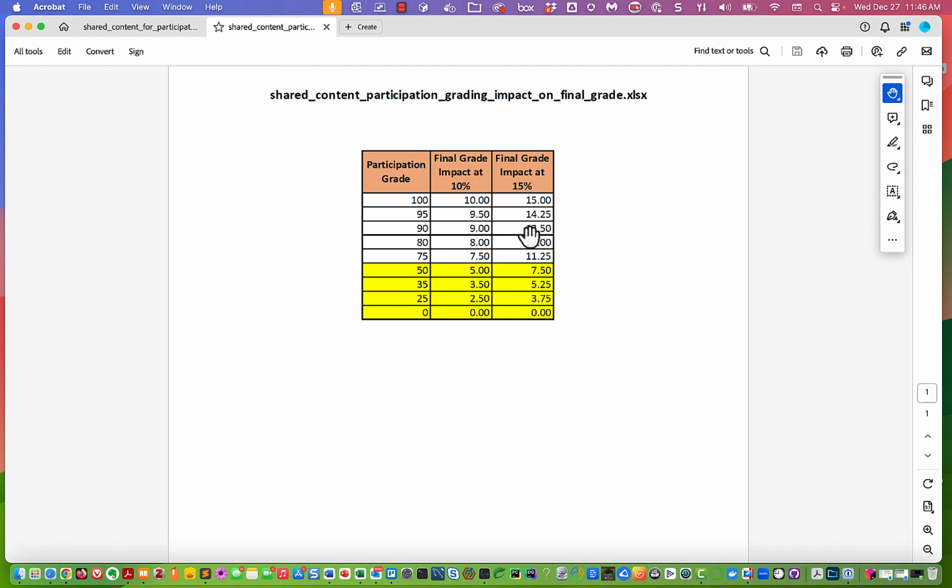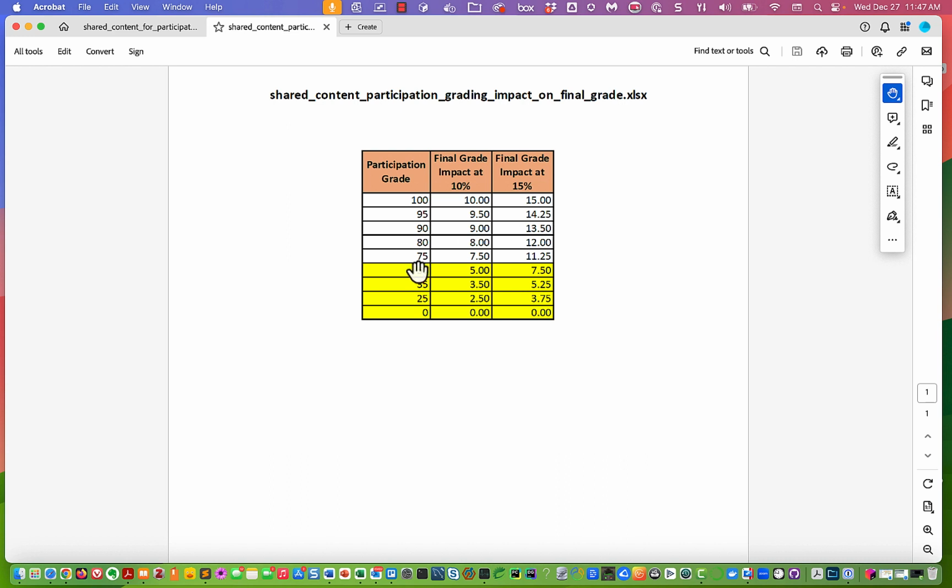In a 15% grade contribution course, it's the difference between 15 points and 13.5, and that's going to be a point and a half, right? And that could easily be the difference between an A and an A plus, or a B and a B plus, or a C and a C plus, right?